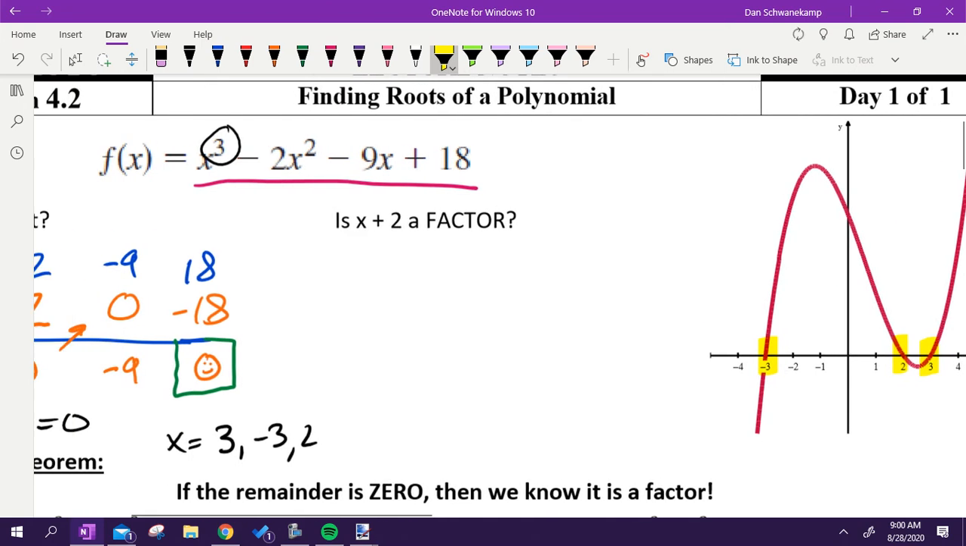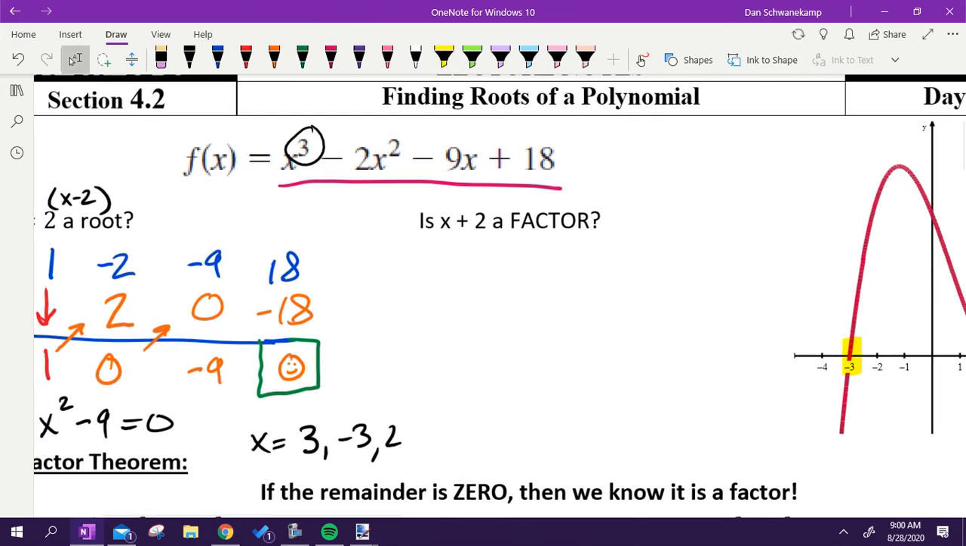So once we do synthetic division, we are left with a quadratic, and when you're left with a quadratic, we know how to solve that. So it's just a matter of getting to that point. Questions on that first process?